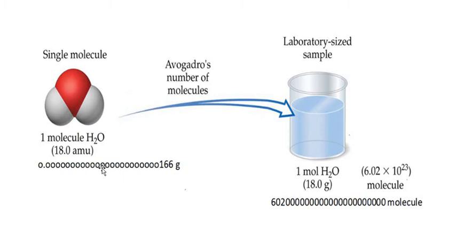If we replace the 18 AMU by 18 grams, we have this quantity of water. This quantity of water contains this greater number of molecules. This is called Avogadro's number, discovered by the scientist Avogadro.